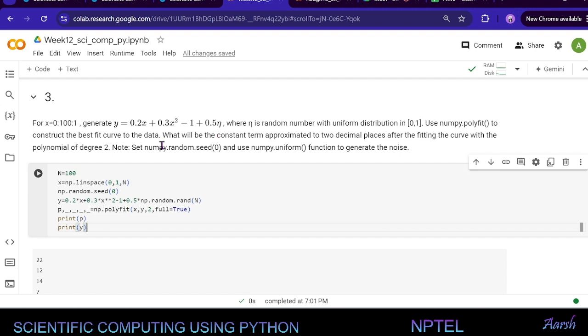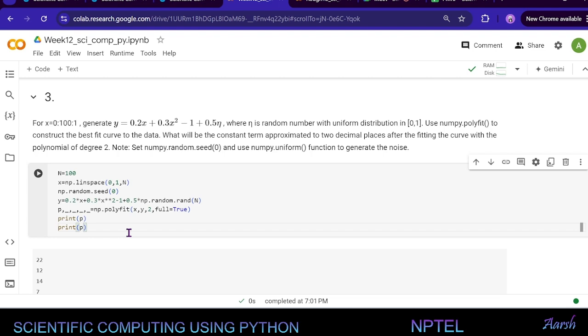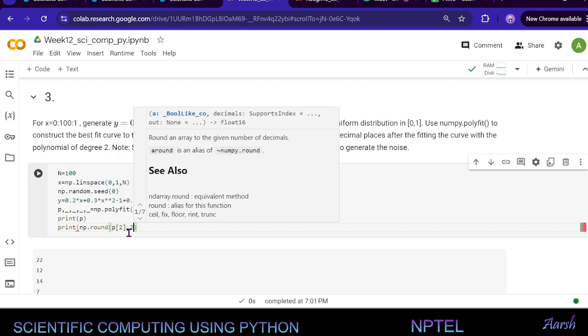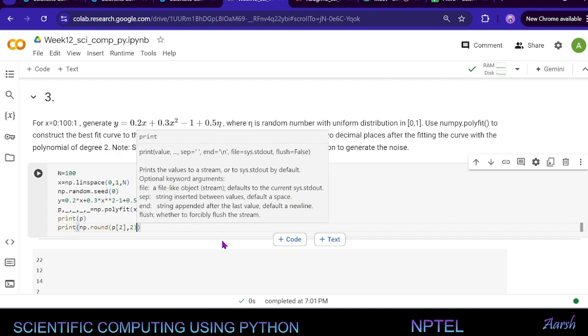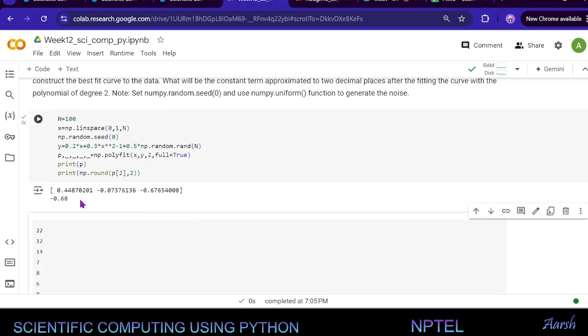And what do we want to find? The constant term, I think. Yeah, what will be the constant term approximated to 2 decimal places? So the constant term would be the third term, so p2, and we have to round it to 2 decimal points. So let's run this, and the constant term turns out to be minus 0.68.